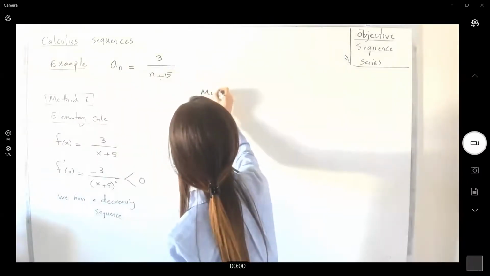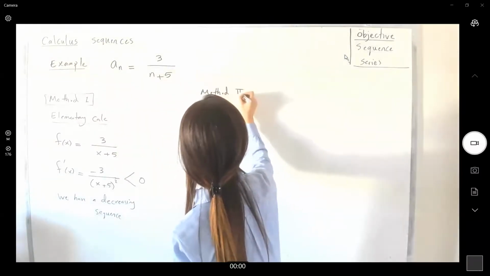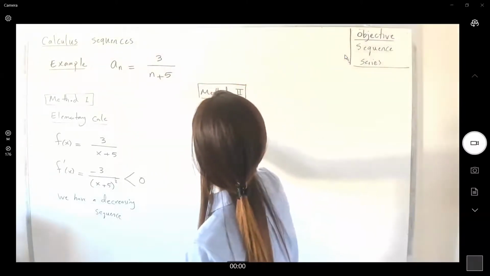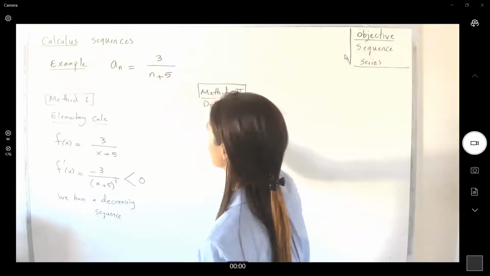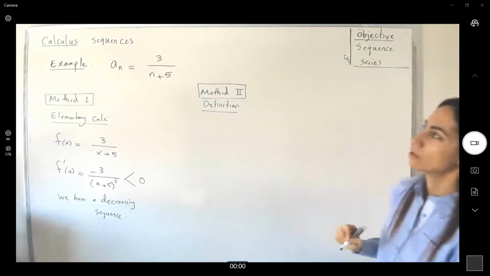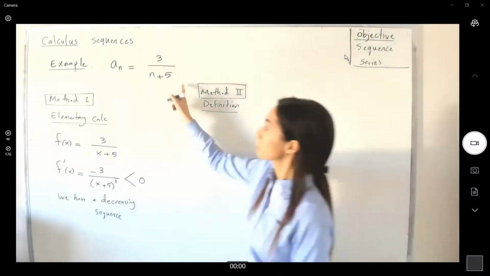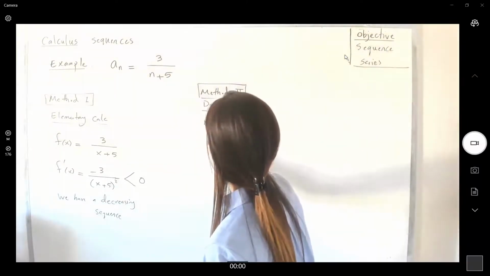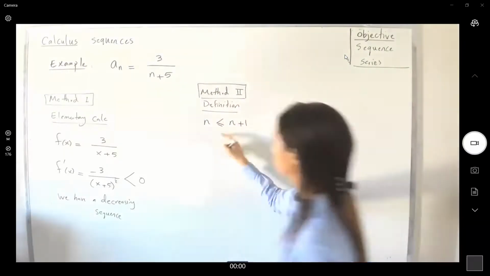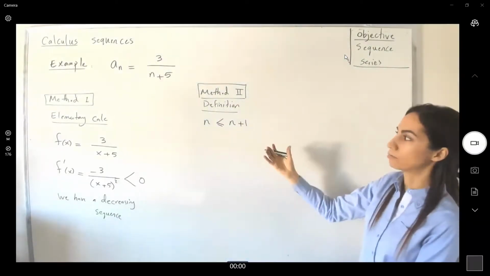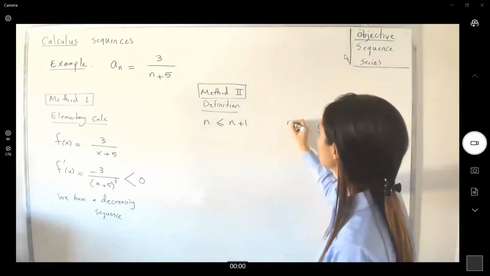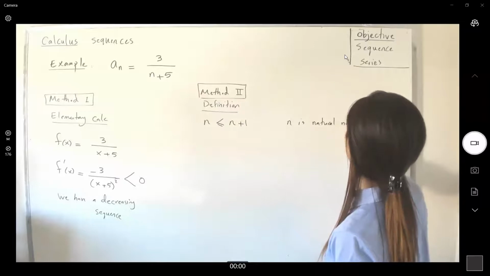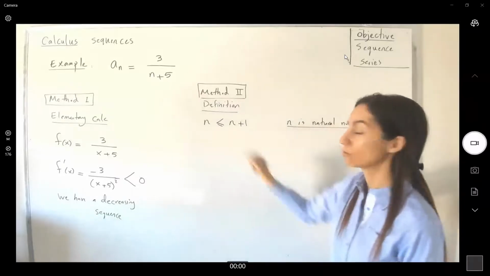Method 2, the definition that we just learned. So let's see, what do we have? Our goal is to create this fraction. n is less than or equal to n plus 1. We know that. This is from the domain. So since n is a natural number, it's always true. n is less than or equal to n plus 1.